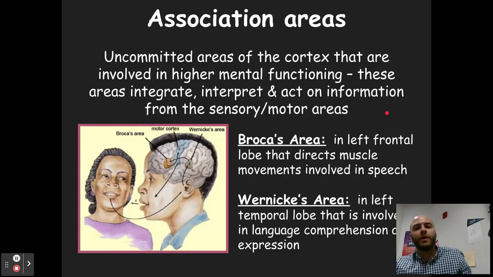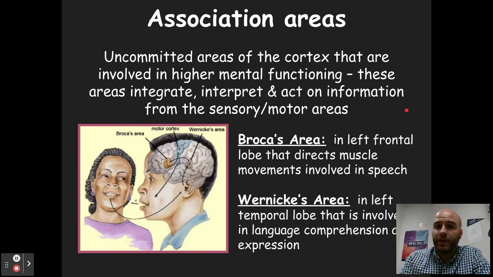So I mentioned there would be a couple other association areas that I wanted to touch on involved in the lobes of the brain. These association areas are uncommitted areas of the cortex that are involved in higher mental functioning. These areas integrate, interpret, and act on information from the sensory/motor areas, right? So they're there to help our brain process and work through higher functions. They are some of the later aspects of our brain to evolve, and again, they set us apart from other animals on Earth in terms of our higher mental functioning.